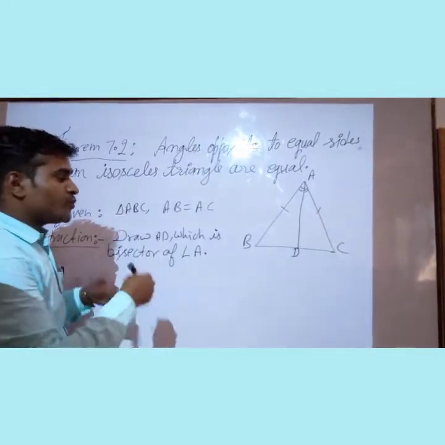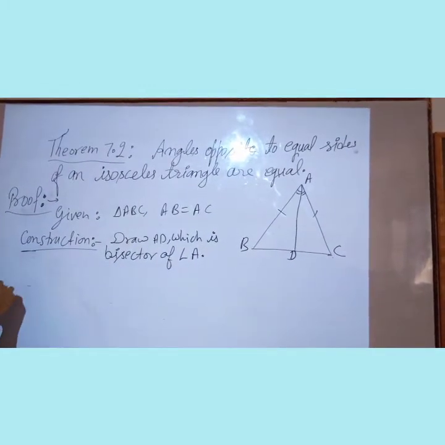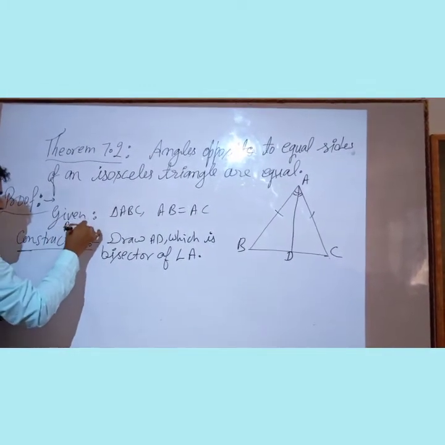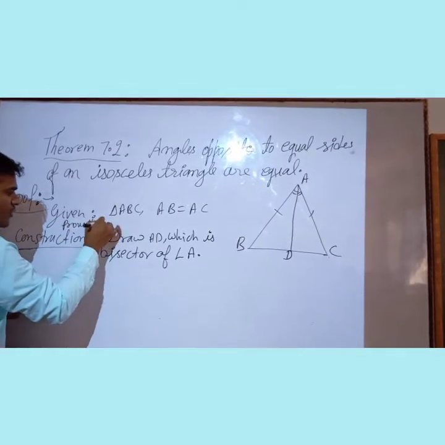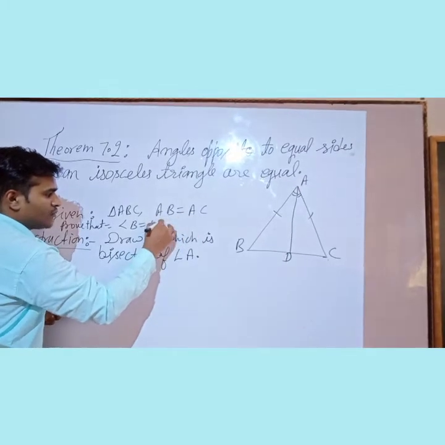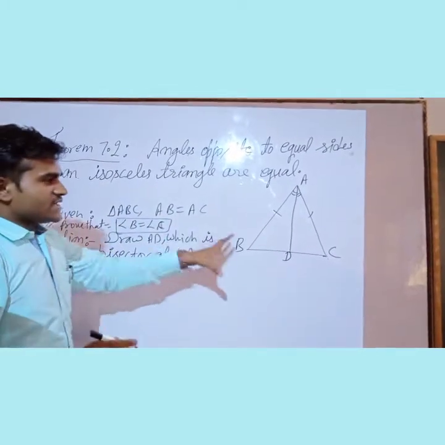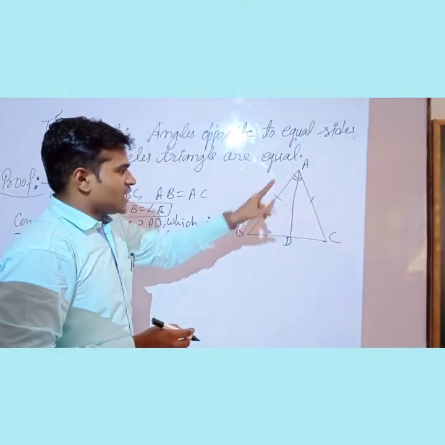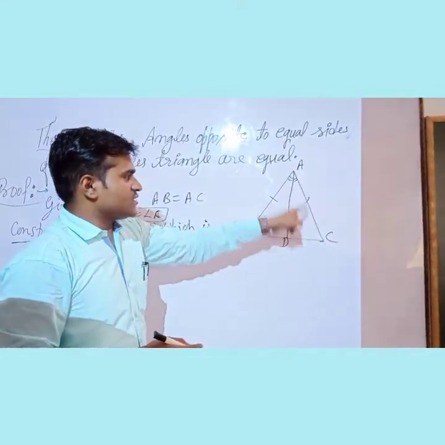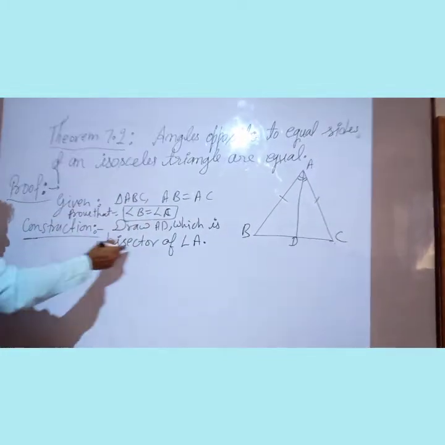But children, we have to prove that. What do we have to prove? Here you have to write, prove that angle B is equal to angle C. Angle B is opposite to AC and angle C is opposite to AB. Children, we drew the bisector.